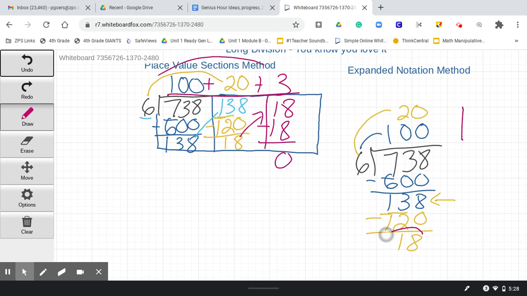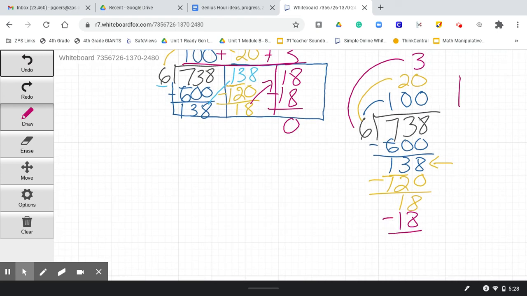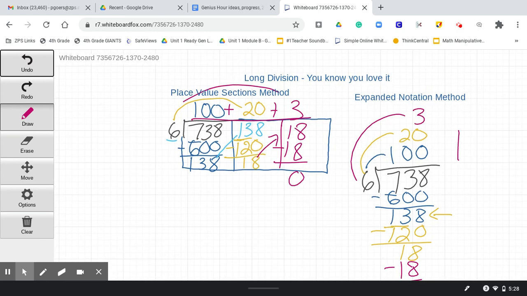Okay, so I'm going to do the same thing though. 18 divided by 6 is 3. I put that right on top here. And now I'm going to multiply 3 times the 6, 18. When I subtract, I've got nothing remaining. So no remainder for this one. So here is my 123, and here it is written in place value sections method.